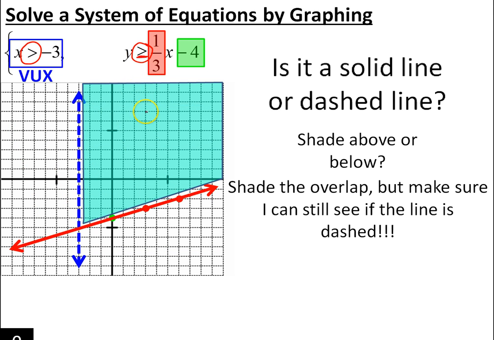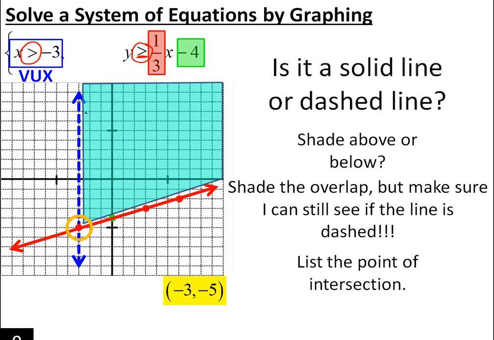So ideally, that's the only thing you really want to have shaded. And also notice that I'm not shading on top of my lines, because if I shade on top of this line, it might appear to be solid. So I really want that to stand out. So let's see, where do the two lines cross? So here at negative 3, negative 5. Looks like that's the point where those two lines cross.